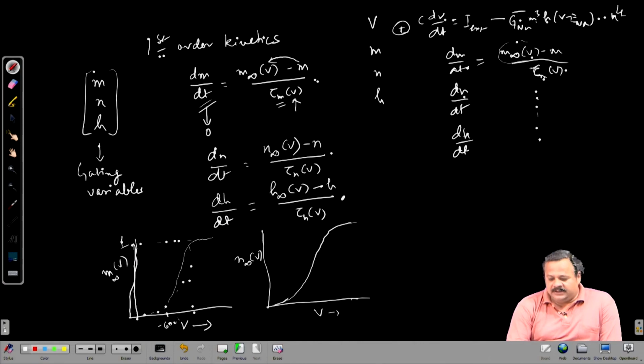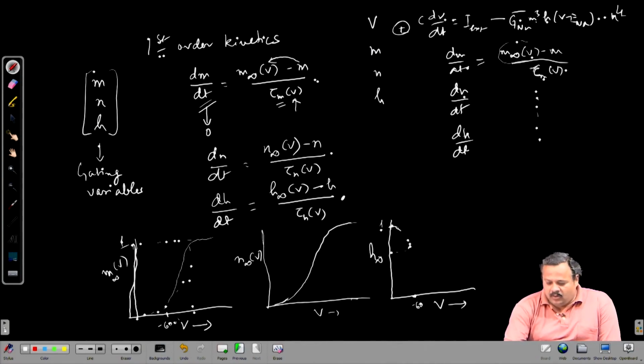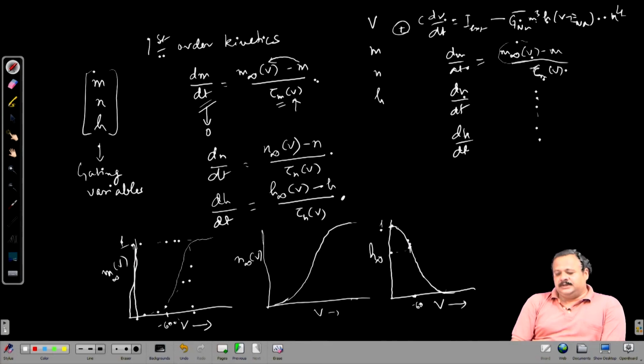And obviously, as we have described earlier also, the n infinity(V) changes from a value of 1, and at around minus 60 millivolt it is around a 0.6 value. That is, a lot of the activation gates are open, and then it drops down and reaches 0 as voltage increases. So, Hodgkin and Huxley also came up with functional forms from this empirical data.